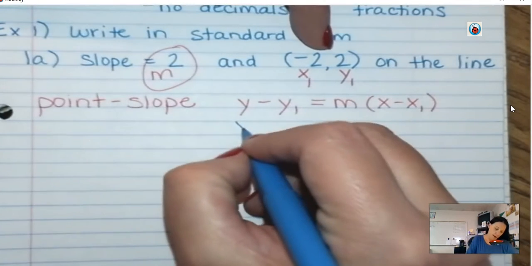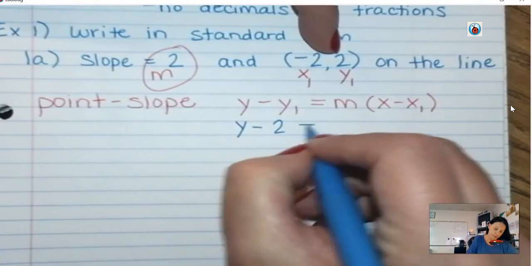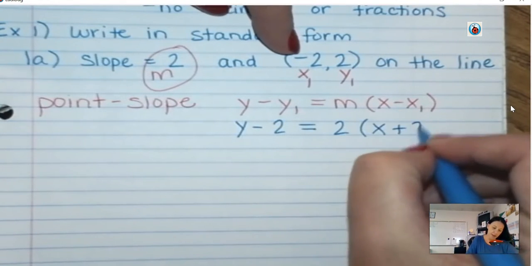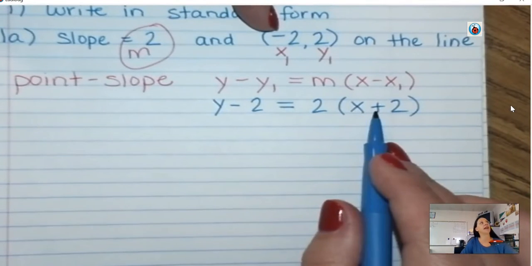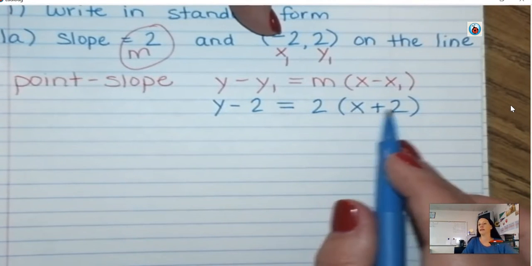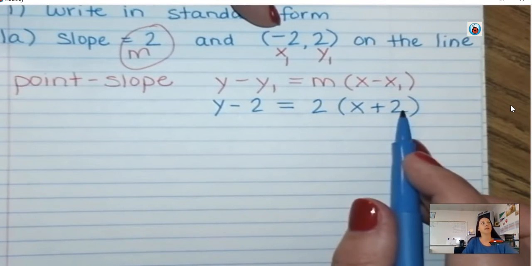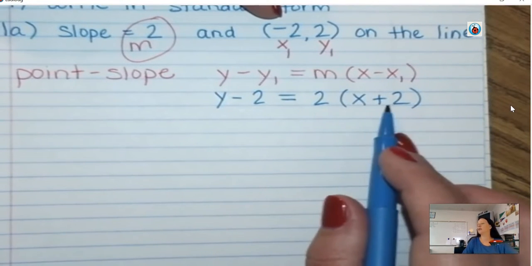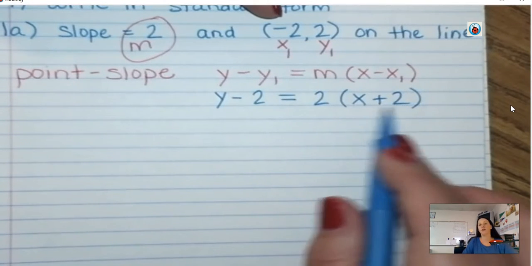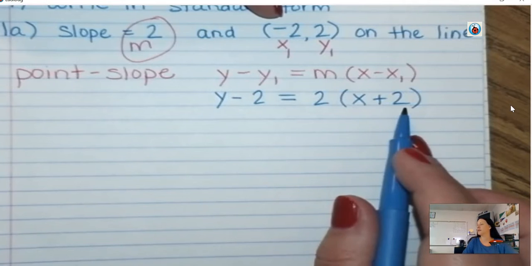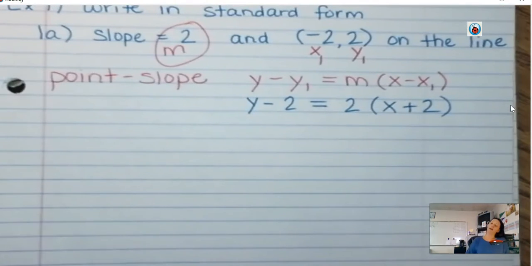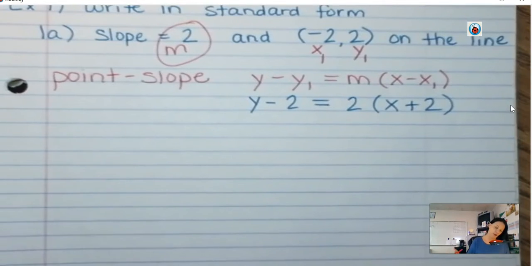So you should have y minus 2 equals 2 times x plus 2, because this back end should say x minus negative 2, right? X minus negative 2 is really x plus 2. So look at your back end part, that parentheses, it should say x plus 2. Please don't write x minus negative 2. That's not simplified all the way. It just looks weird. Okay, from here, now we're going to put it into slope-intercept form.